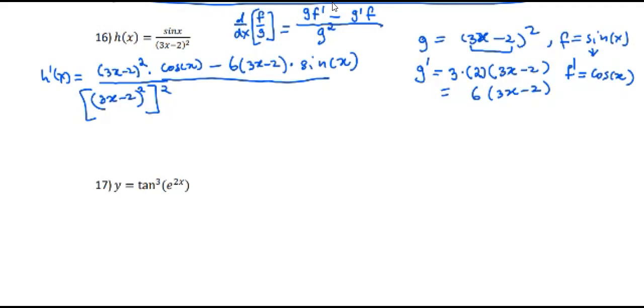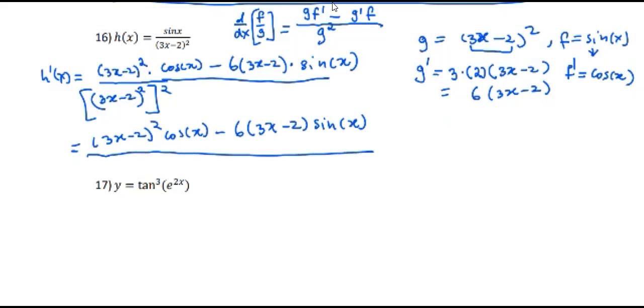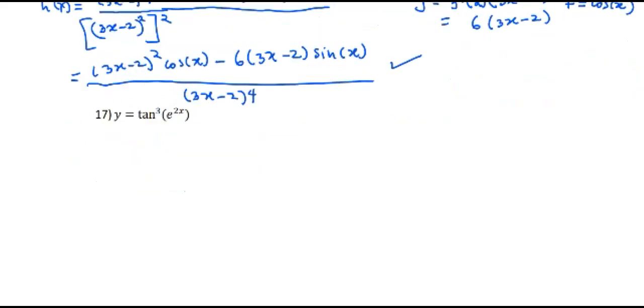So this is just going to be 3x minus 2 squared cosine of x minus 6 times 3x minus 2 sine of x, and all of this we divide by 3x minus 2 raised to the power 4. We could do some further simplification, but we don't have to, so I'll just leave it in this form.